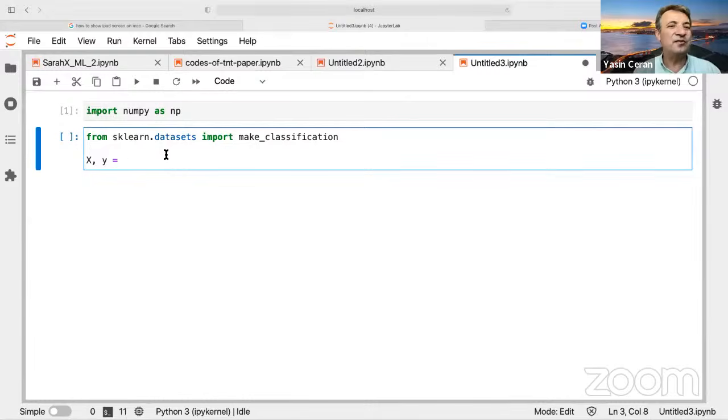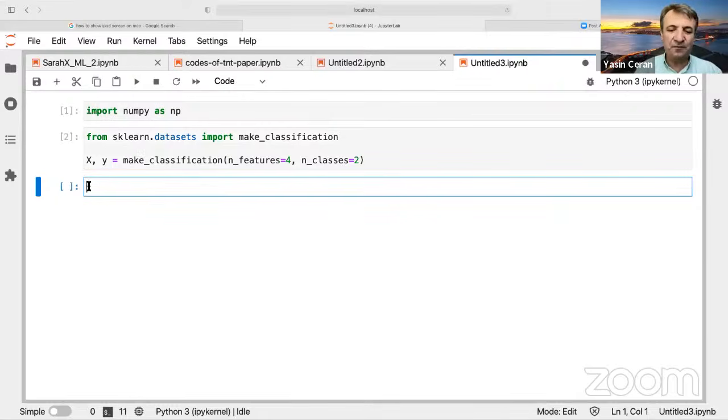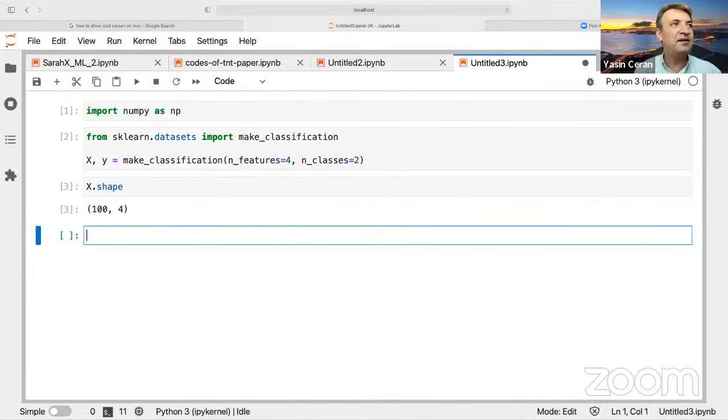Okay, so make_classification, number of features is 4, and then number of classes is 2. Again, don't worry about this. It's just an artificial data set. If you check the shape of X, I created a data set with 100 data points. Each data point has 4 columns, 4 features.